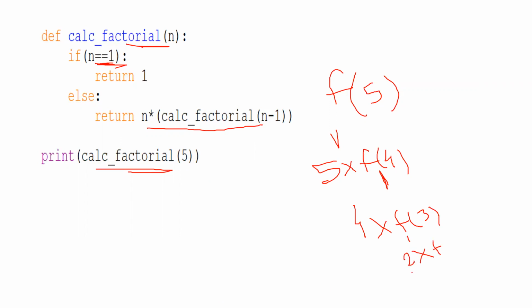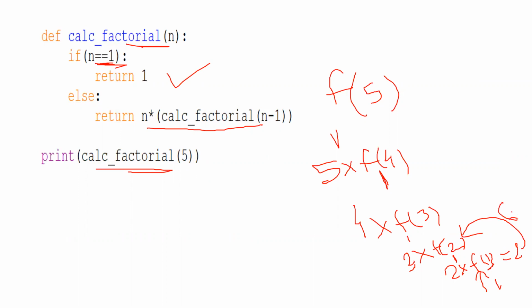No, 3 into f of 2, right? n into f of n minus 1. Now for this f of 2, 2 into f of 1, right? Now observe, when n equal to 1, you will return 1, so that you will return 1 here. Now 2 into 1, 2. This result will be returned here.